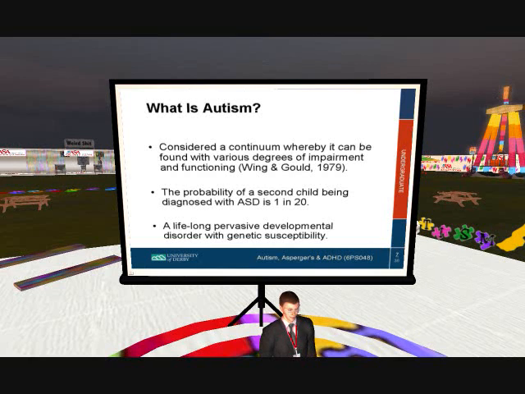Across different domains, it affects their thinking, their speaking, and really it's pervasive right the way across everything a person does. So this is, for a lot of people, a massively disabling condition, but for a significant proportion, it is actually quite enabling.